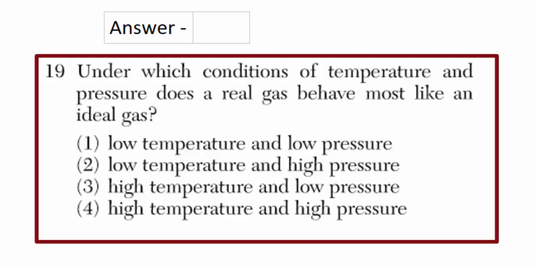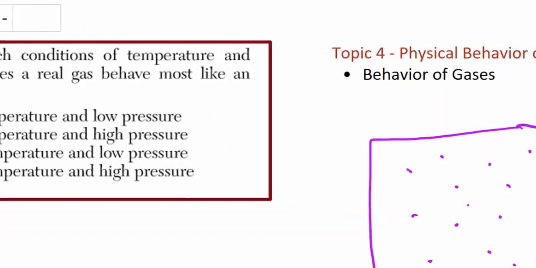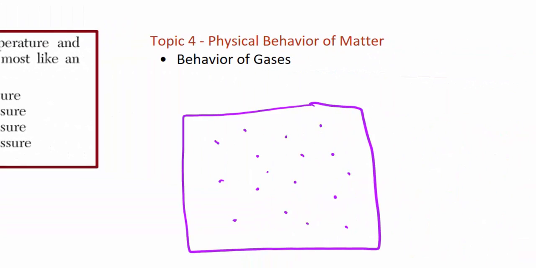Number 19. Under which conditions of temperature and pressure does a real gas behave most like an ideal gas? An ideal gas consists of particles which are free to move about randomly. The more space they can occupy, the more able they're going to be to move about randomly. They also don't want to demonstrate any attraction between each other.